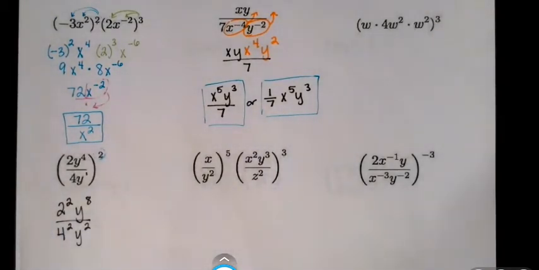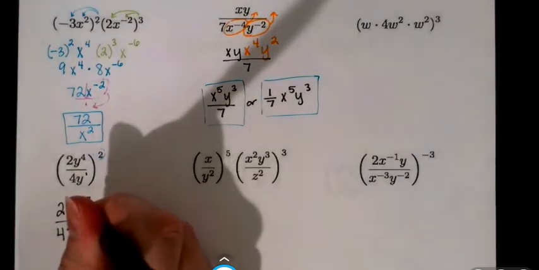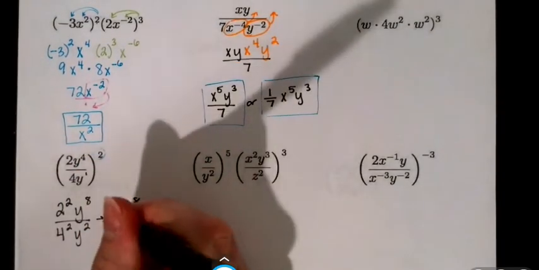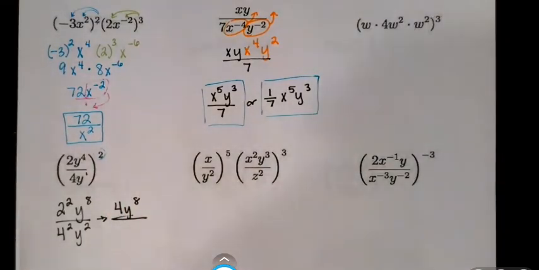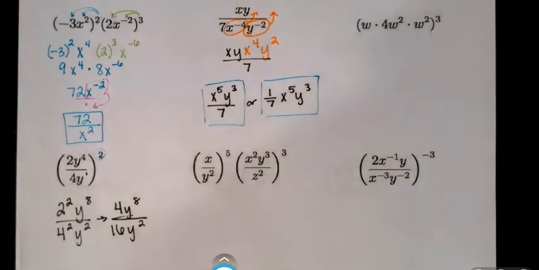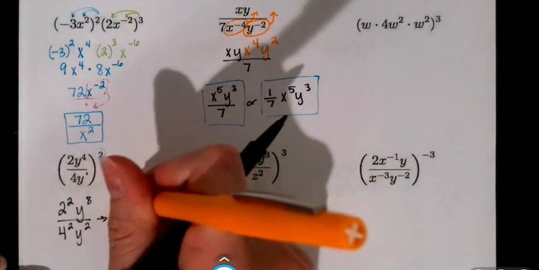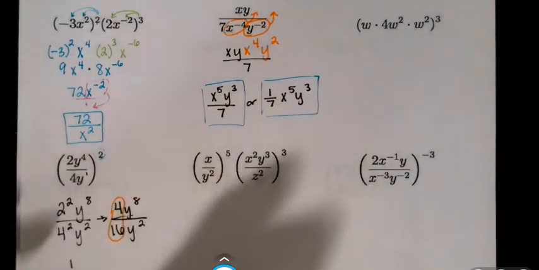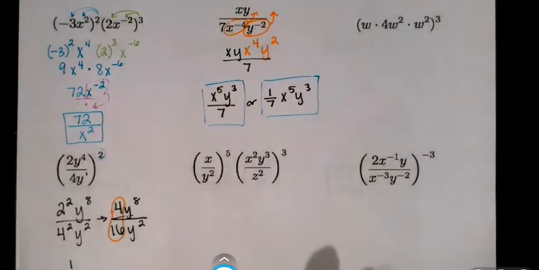To simplify this, I want to do my coefficients first. So I know 2 squared is 4, so my numerator changes into 4 y to the 8th, and then 4 squared is 16, and I have y squared. And I want to simplify this separately. So I want to simplify my coefficients because I know that 4 over 16, I can simplify that fraction. I can divide both of them by 4, so I would end up with 1 over 4. Oops, that's not on the screen.